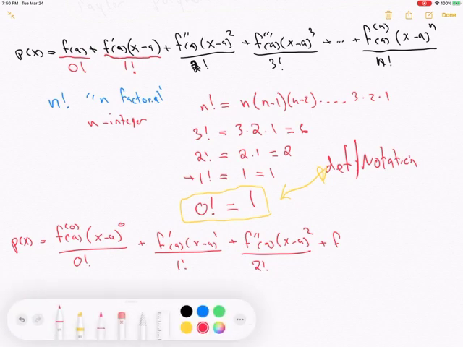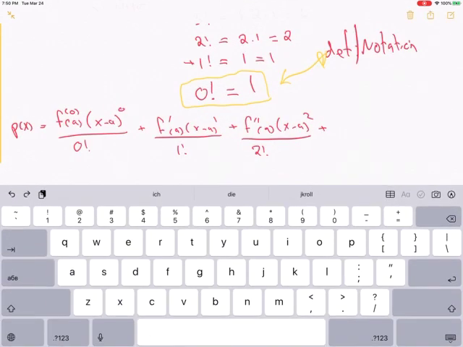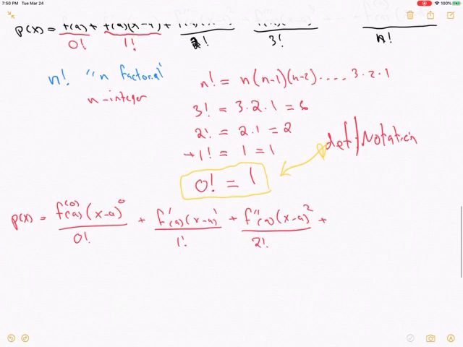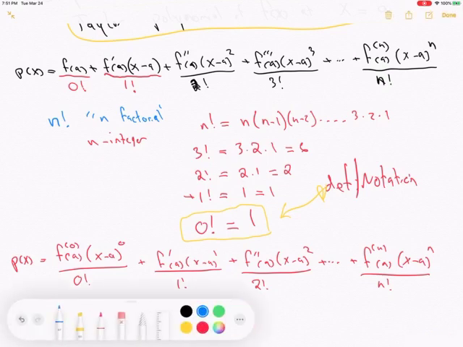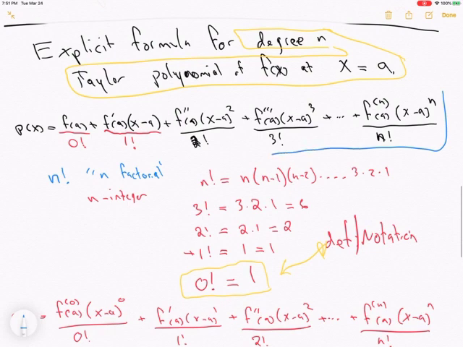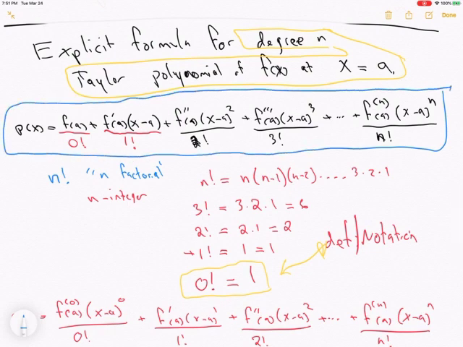Then it just keeps going on, not forever, it goes until you get to degree n. So you get the nth derivative at a times x minus a to the nth power, all divided by n factorial. So you want to memorize these, they're the same pattern. This is the explicit formula for the Taylor polynomial of degree n. And this you must memorize as soon as possible.